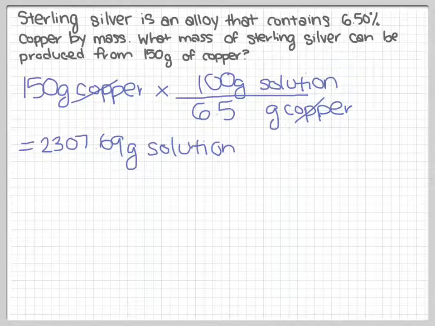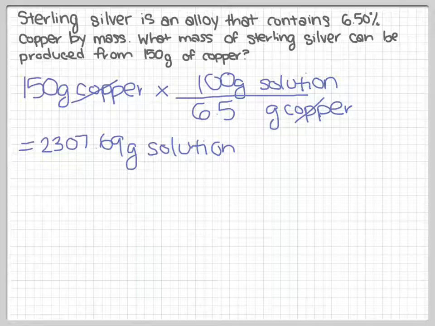This is a big number, so let's just think about it for a second and see if that makes sense. So in sterling silver, there's a pretty small percentage that's copper. We have a decent amount of copper, and since it's supposed to be a small percent of sterling silver, yeah, we should be able to make a lot of sterling silver with this little bit of copper. I don't like this answer. It's such a big number. I think I'm going to convert to kilograms.